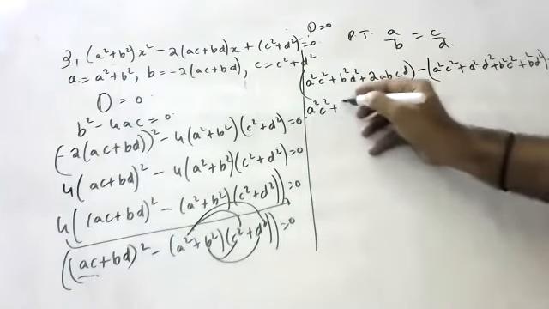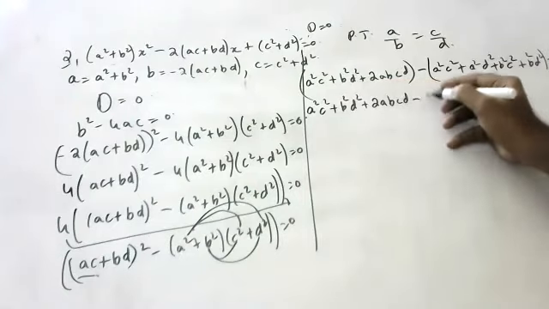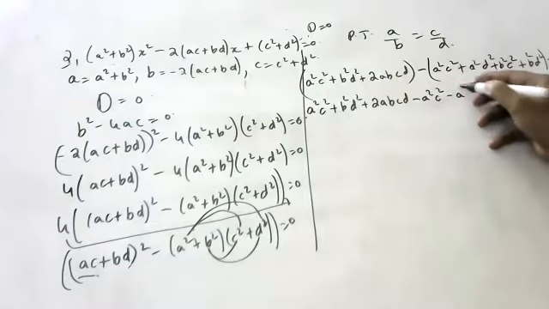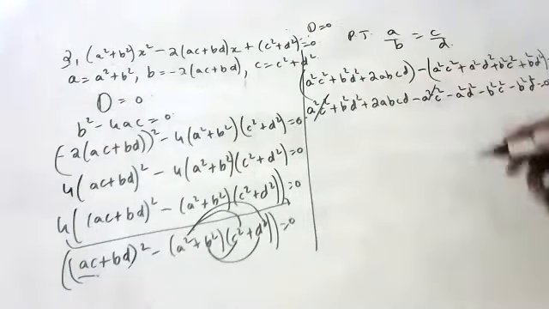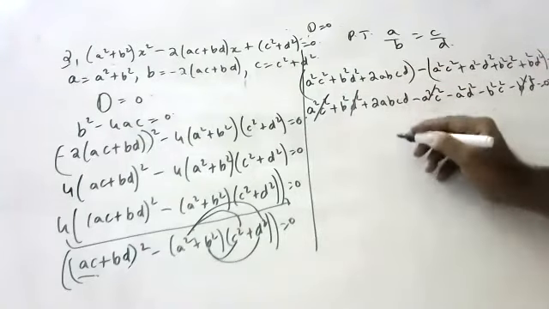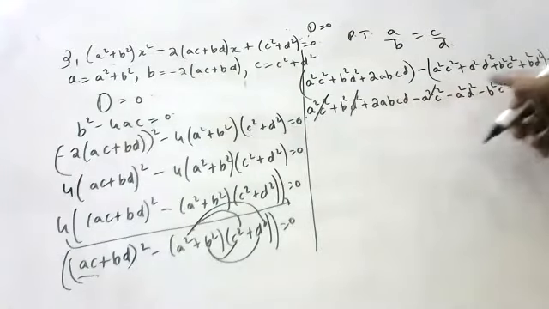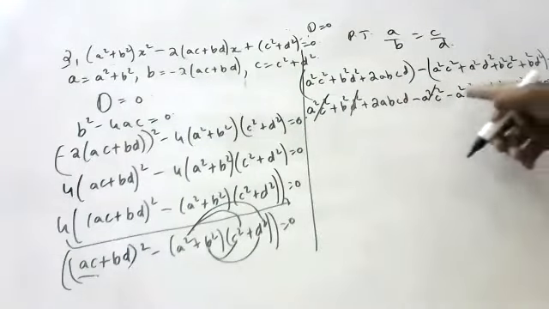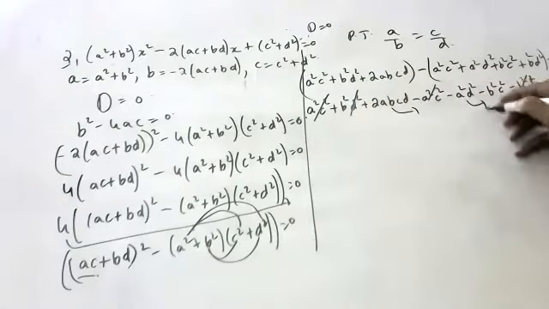a²c² + b²d² + 2abcd − a²c² − a²d² − b²c² − b²d² = 0. Cancel. Then this cancels. Cancel. This cancels. Now what is there? 2abcd. So we will change the sign: this side, this side, this side will change. We are bringing this here, this here, this here.